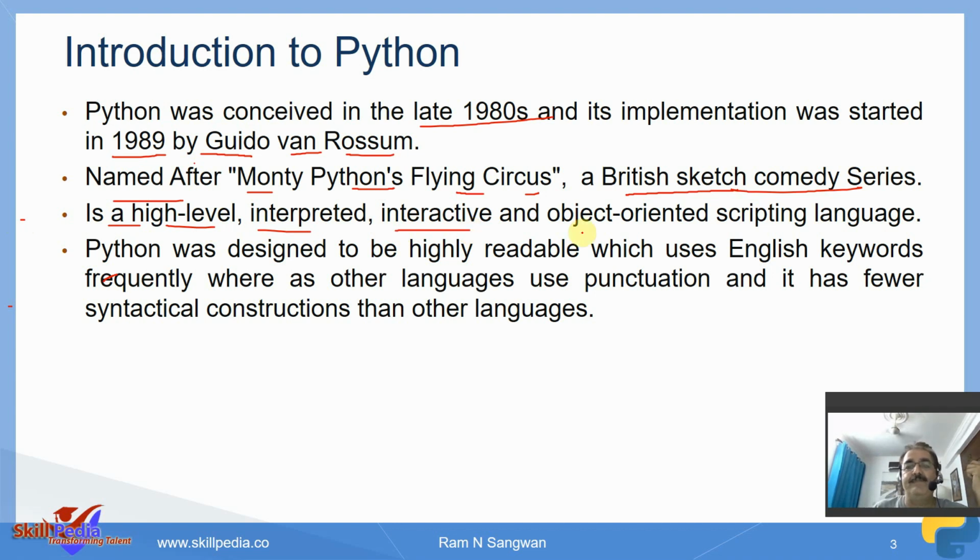Object oriented. There are different approaches of programming, like procedural programming, where we write procedures, functions, and put them together to come out with a bigger application. Object oriented is where we write objects and classes. An object is an independent unit which consists of the function and the variable on which the function is going to operate. So, object oriented. Scripting language.